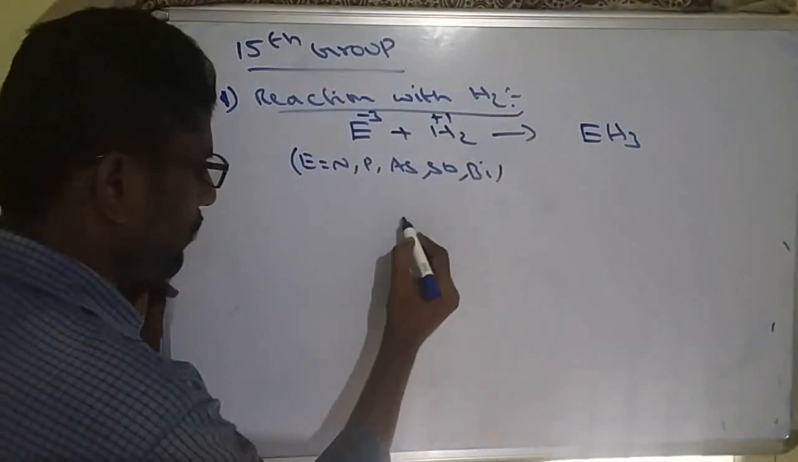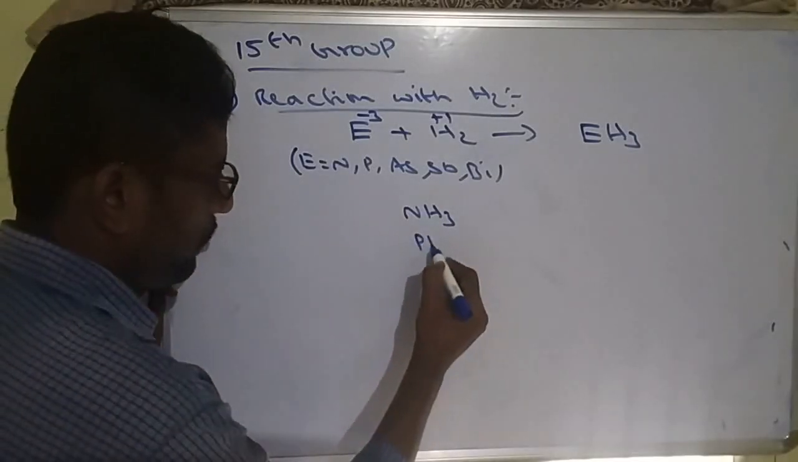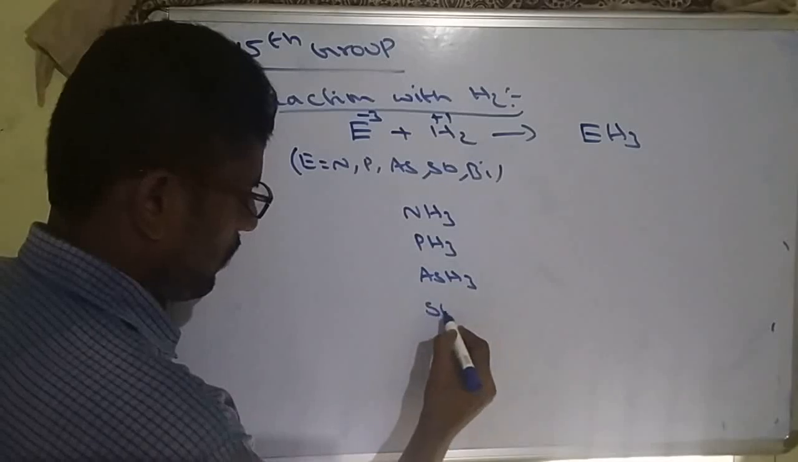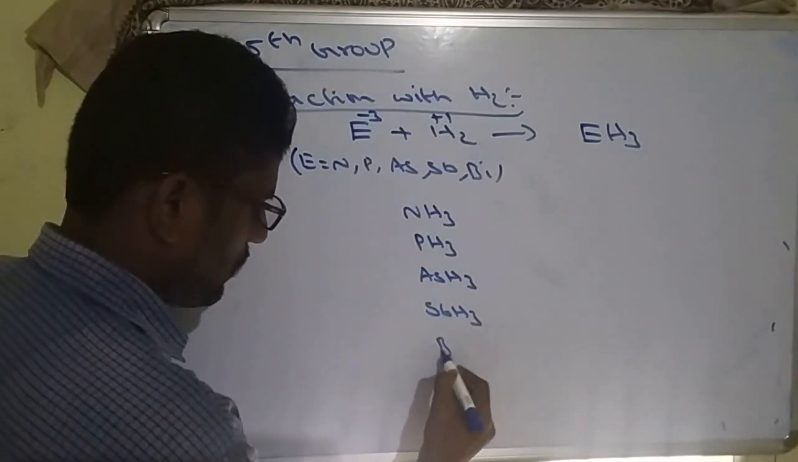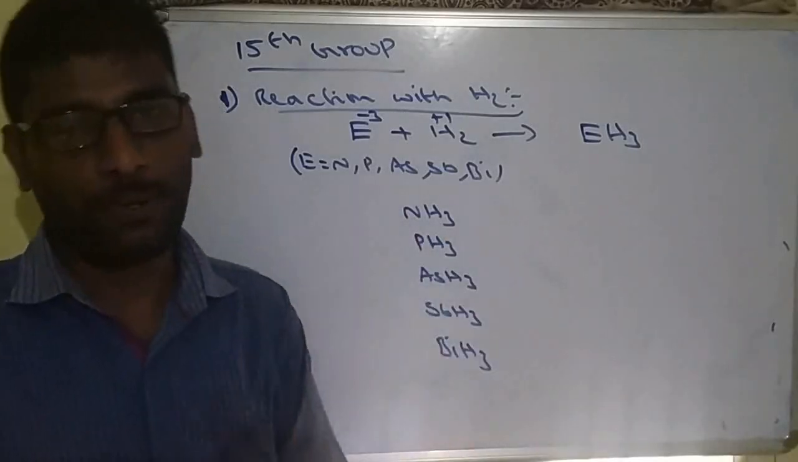Now in this E, any element we can place. If you are placing nitrogen, it will form NH3, then PH3, AsH3, SbH3, BiH3. So all these are hydrides of 15th group elements.